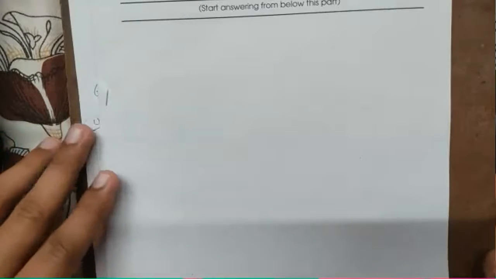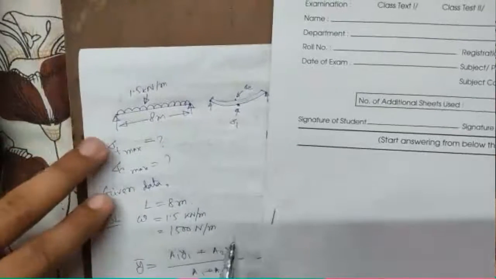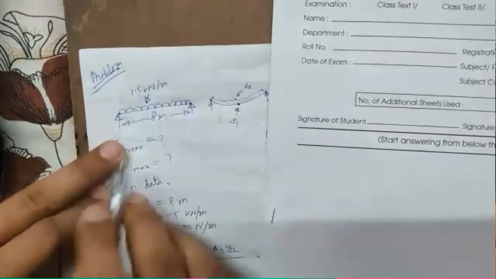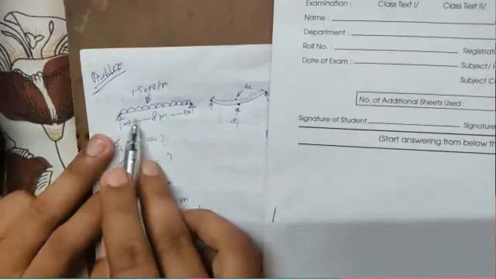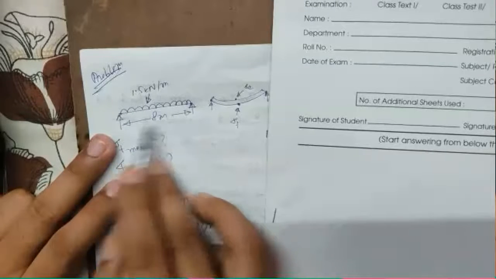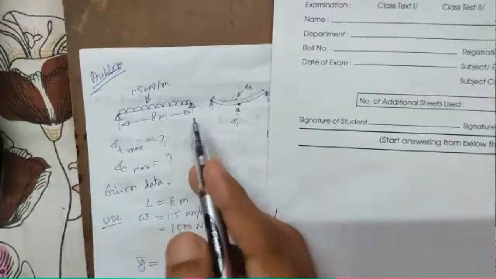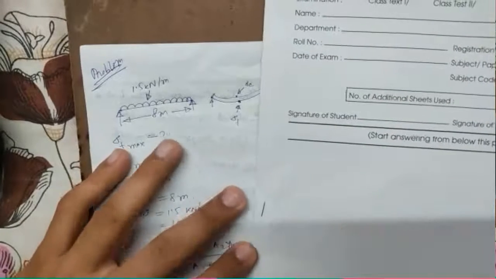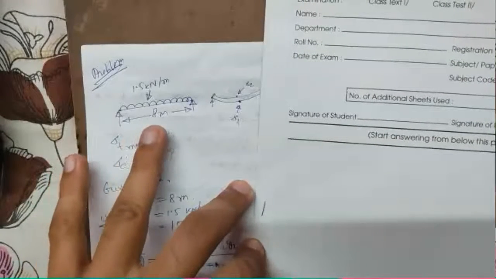Okay, so we have found I in the previous problem. Now our job is to find the bending moment. This is a new problem, so mark it. If this is the scenario, this is a simply supported beam with a uniformly distributed load.